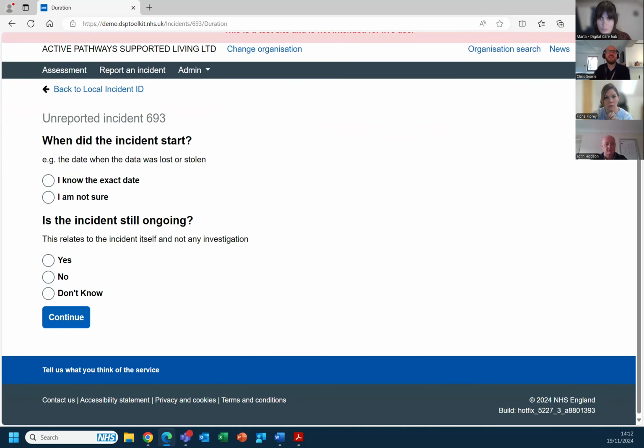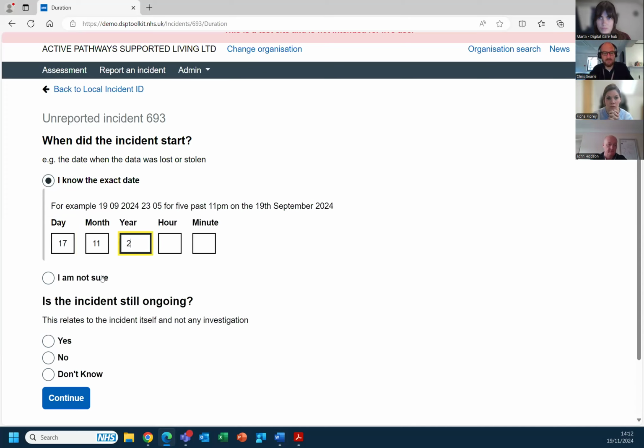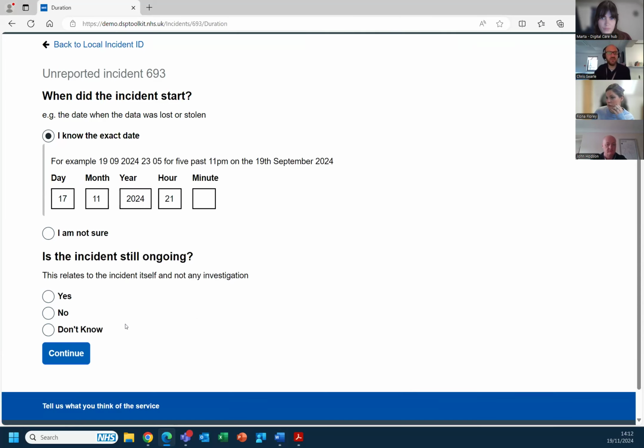So when did the incident start? We can select here that we're not sure. But in our case, we do know, we're pretty certain that the data must have been lost on that Sunday. So yeah, we can put the Sunday evening. Is the incident still ongoing? Yes, it is. Bag still missing.